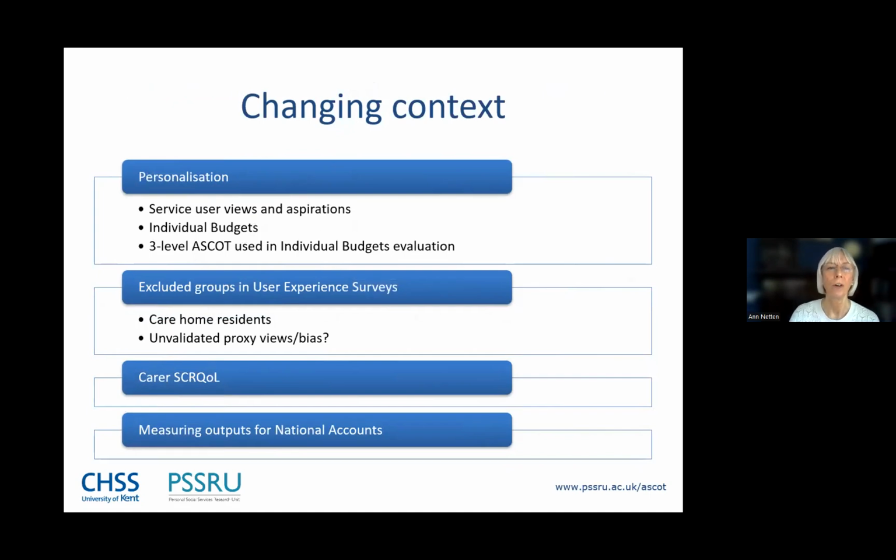Okay, so context moves on and we actually get more changes, and we've got now much more emphasis on personalisation, reflecting service users' views and aspirations, and allowing them much more control of what sort of services they have. With the introduction of an initiative called individual budgets, where people themselves could decide how to spend the money that was allocated to them for the purposes of social care. And we were involved in the evaluation of that initiative and used the 3-level version of ASCOT with the domains I've just gone through.